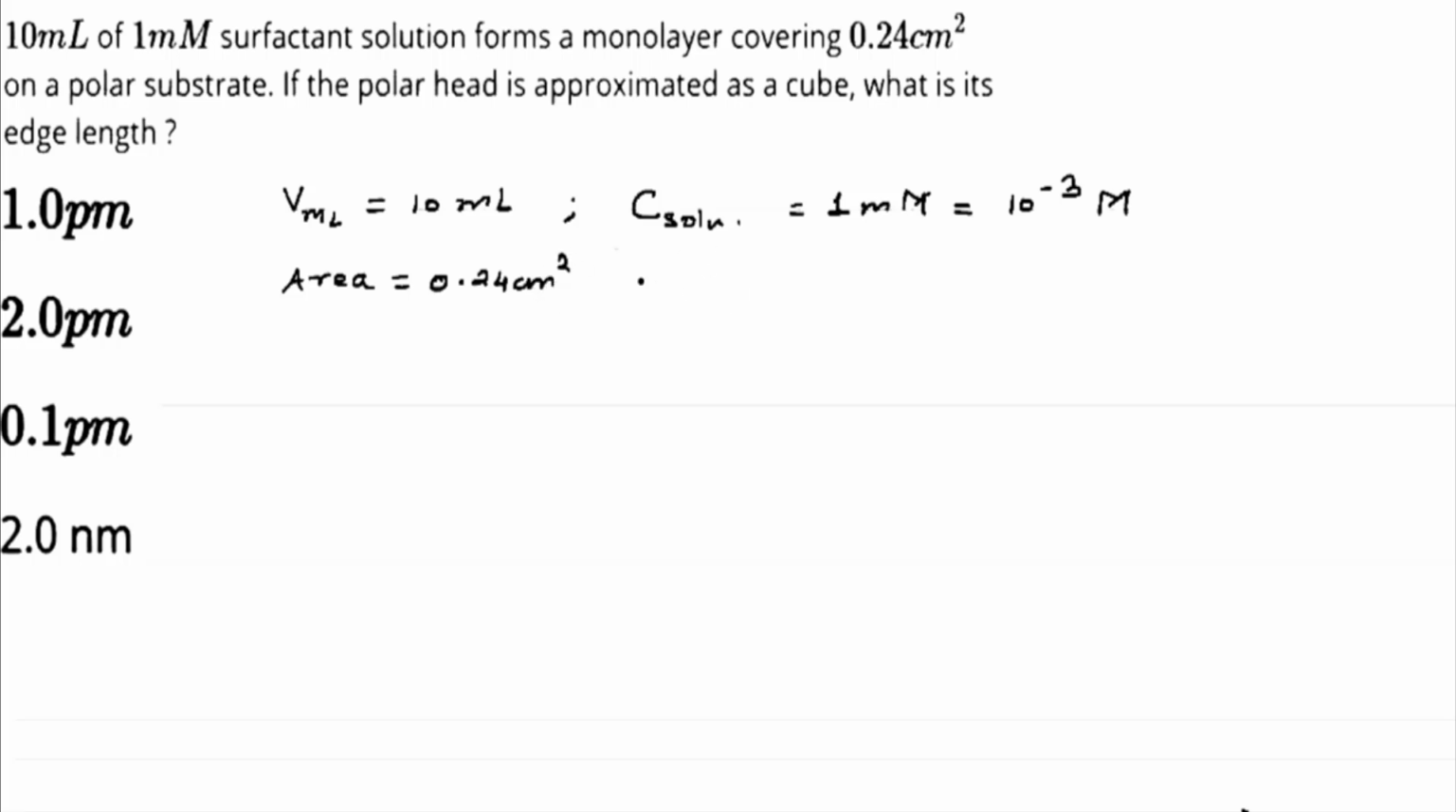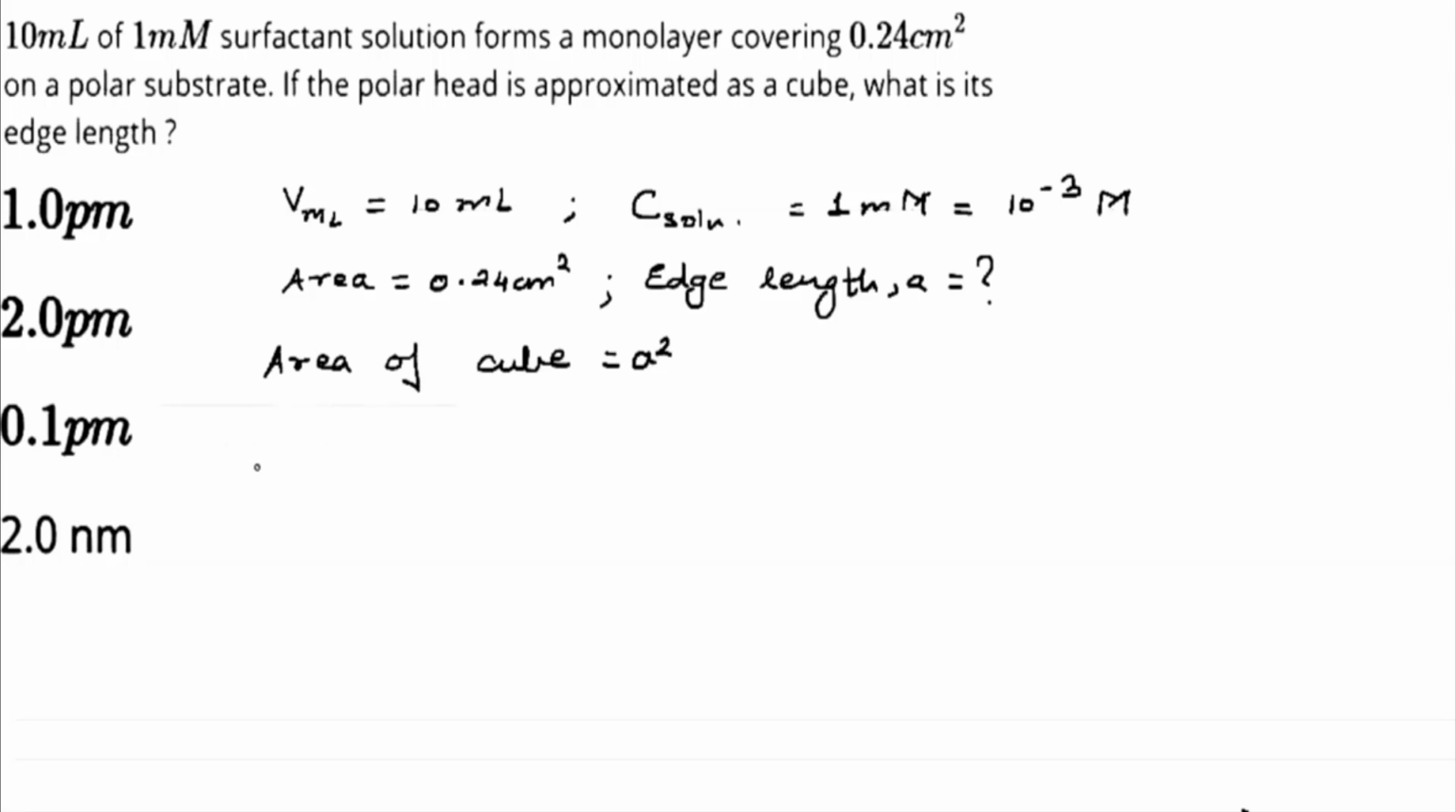Now, since a cube will be involved, we need to know the area of the cube also, because its edge length has to be found out. Edge length means A, isn't it? Edge length, that is A, needs to be calculated, and the area of the cube which we will be needing is A square. Just for our information, I'm just putting it up over here.